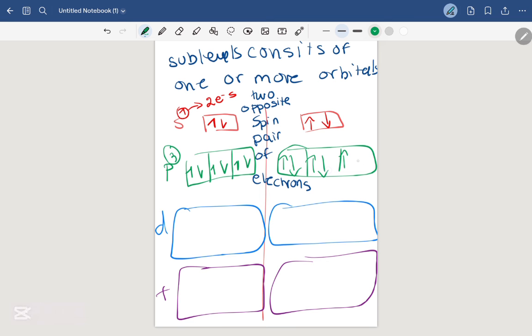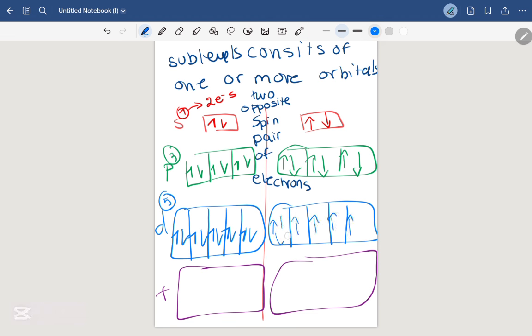Same exact thing for the D. D, however, has 5 orbitals, so each D has 5, so that's 1, 2, 3, 4, and 5. I don't know how I'm gonna fit them. Let me fix it a bit. 1, 2, 3, 4, and 5. Then 1, 2, 3, 4, and 5. So we're gonna have 1 up in each of the five orbitals, then 1 down in each of the five. We always have to fill them first with the up, and then we can start with the down.